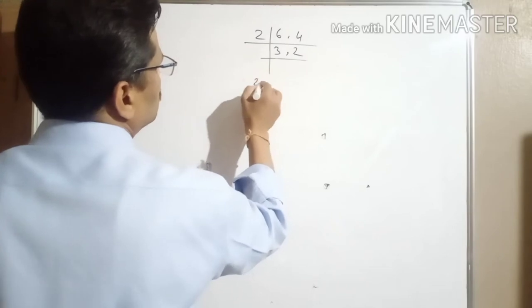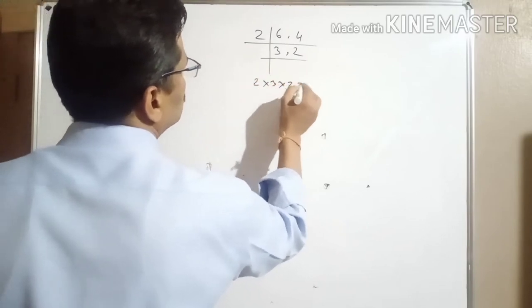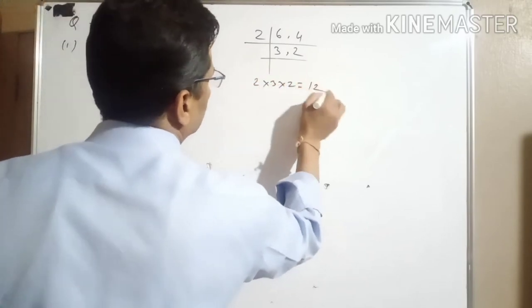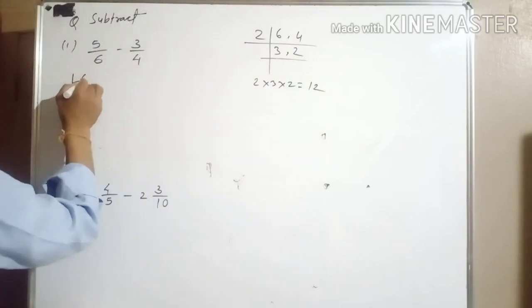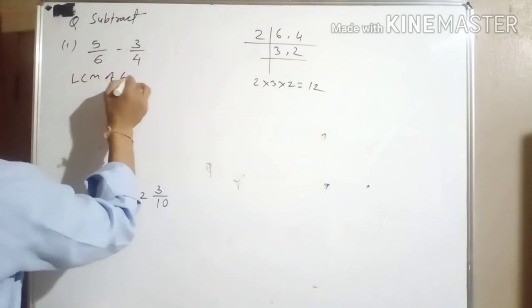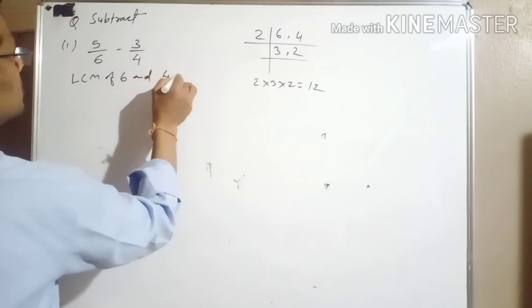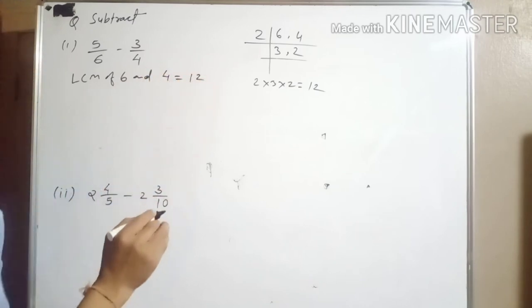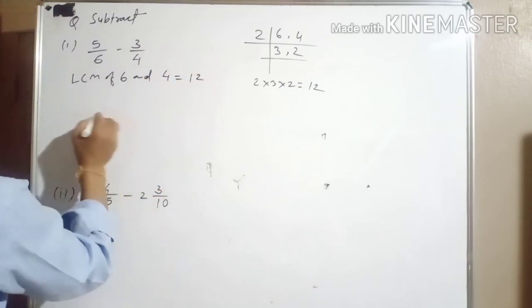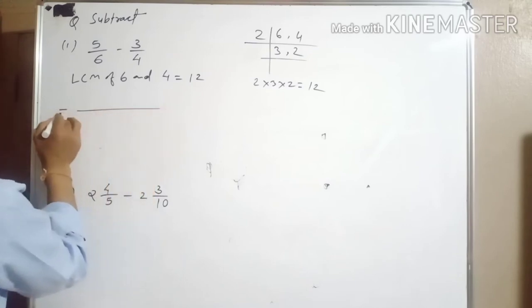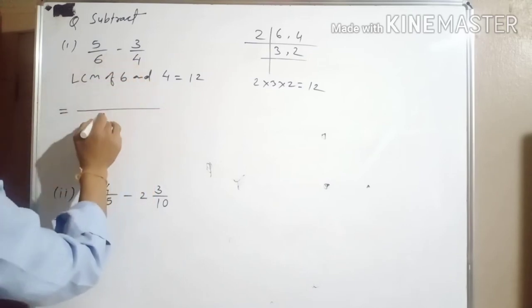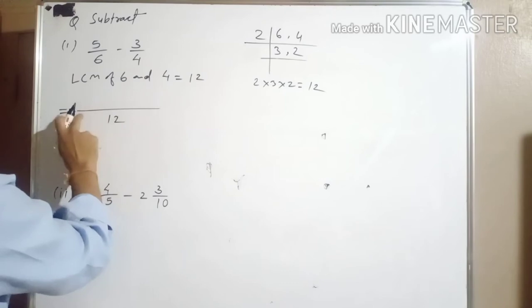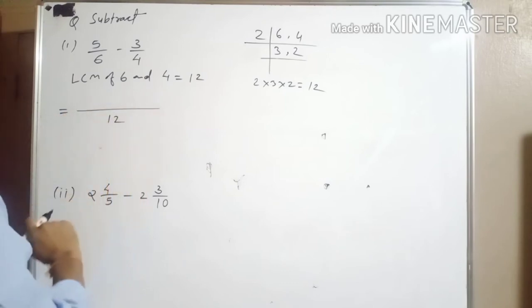So what is the LCM? 2 into 3 into 2. 2 3s are 6, 6 2s are 12. So we can write here LCM of 6 and 4 is equal to 12. After getting the LCM, we draw one line because we got the common denominator of both numbers. We draw a division line, then write 12.